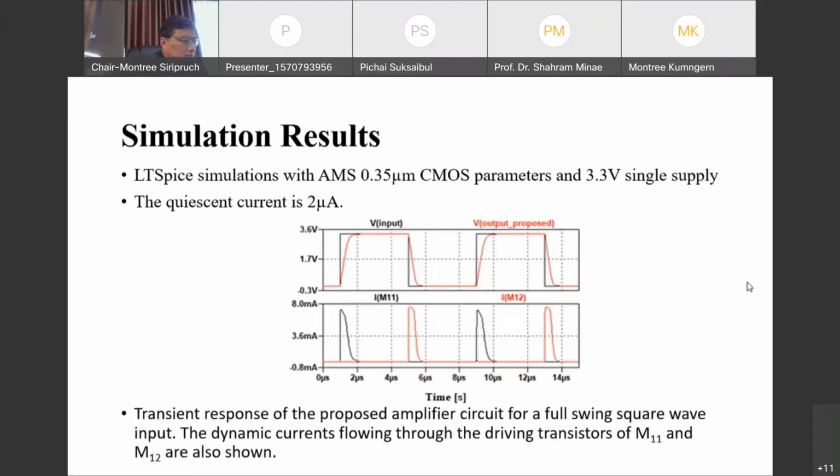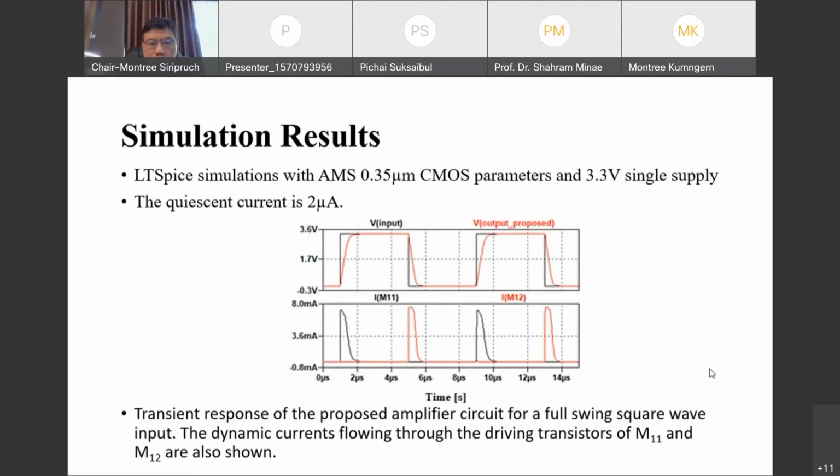Now let's talk about the simulation results. I used LTspice during simulations and AMS 0.35 micrometer CMOS model parameters. Here you will see the black colored input signal and red colored output signal. These are the currents flowing through the output transistors, M12 and M11, as you can see. This is the charging current, the black one. The red one is the discharging current. These currents go as high as 7 milliamperes.